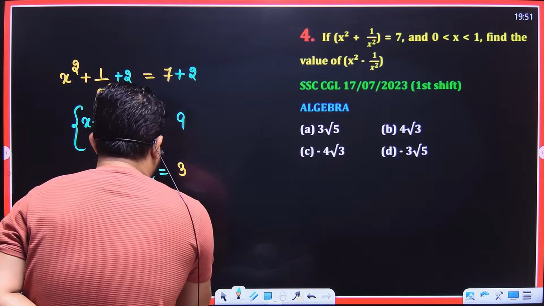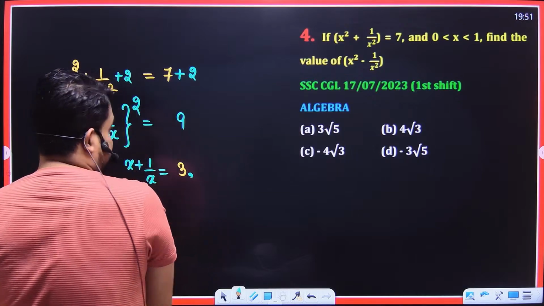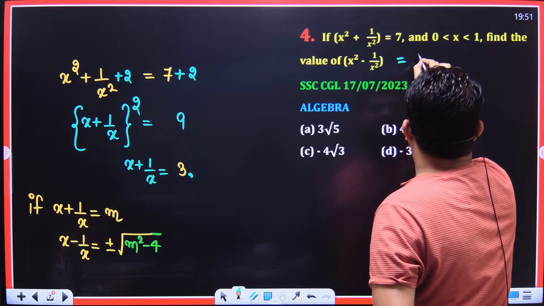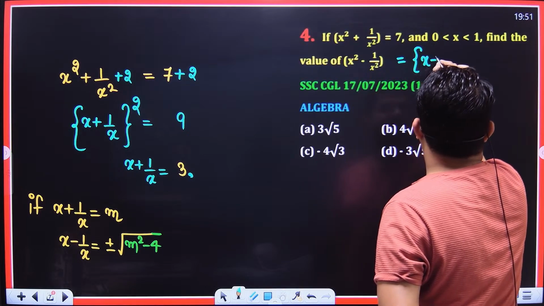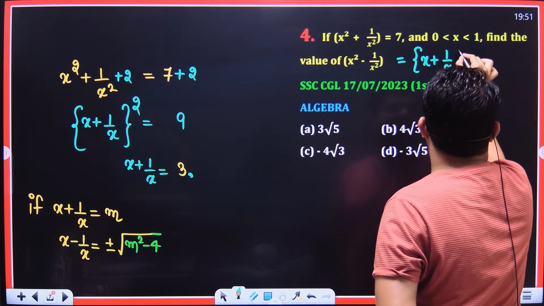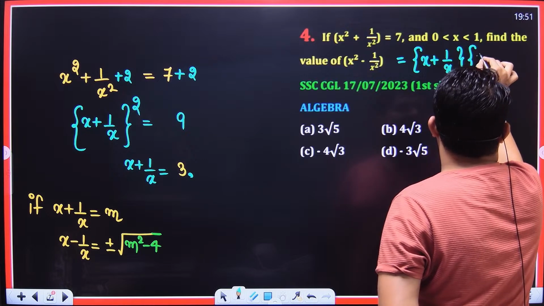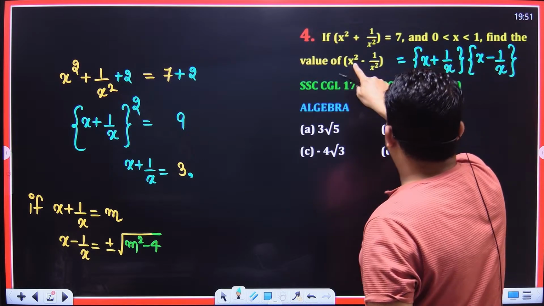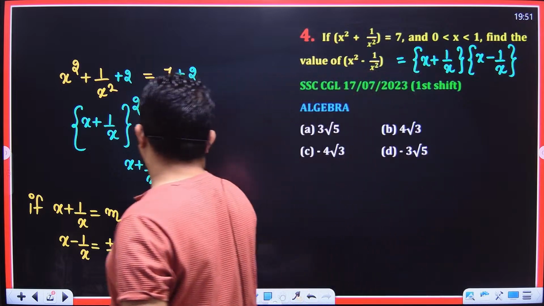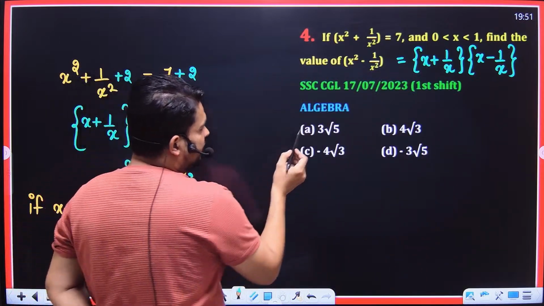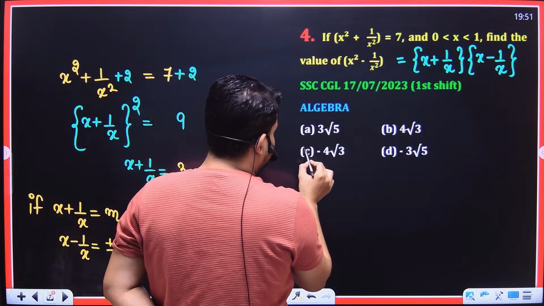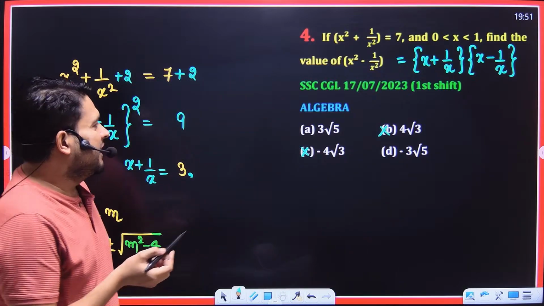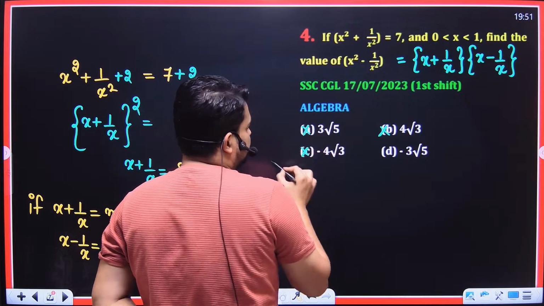So if I have to find x square minus 1 upon x square, this one is what? See, a square minus b square is equal to a plus b and a minus b. I have already calculated x plus 1 upon x. It is 3. So we have 3 here and we have 3 here. So these two cannot be my answer. I have eliminated these, so this one is my answer.